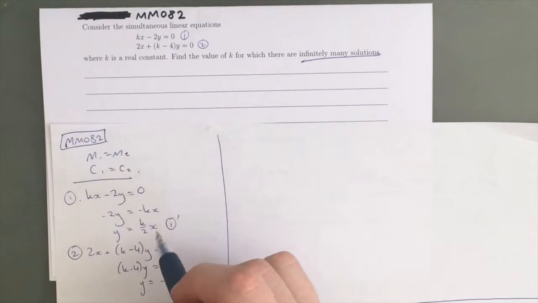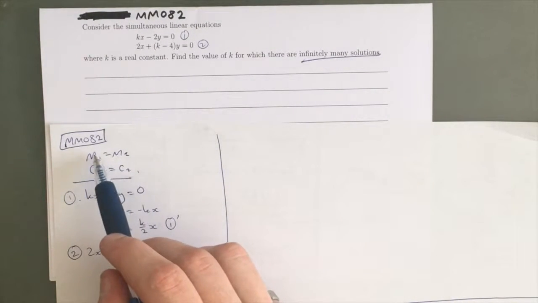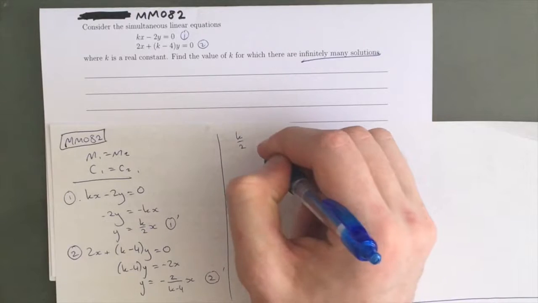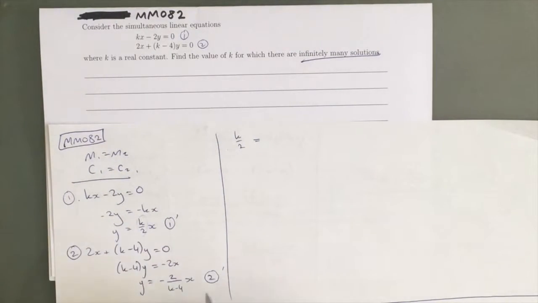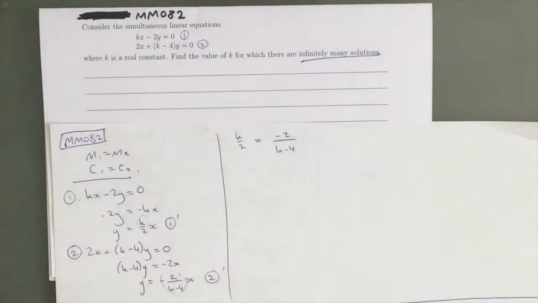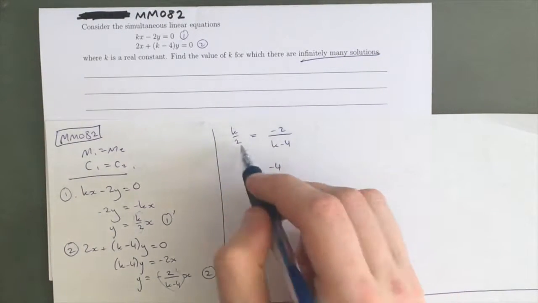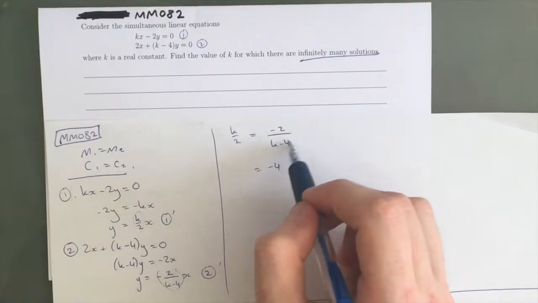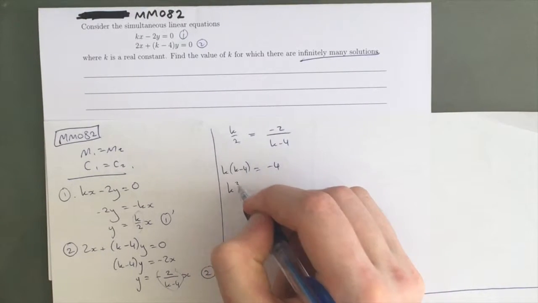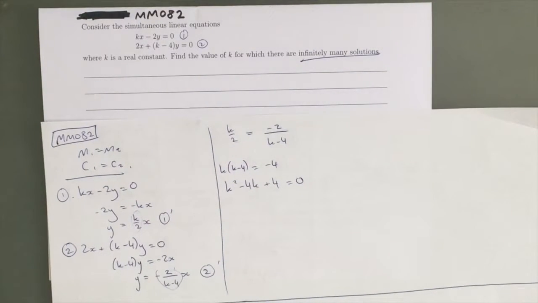So what we need to do is find out which values of k give a gradient that is the same on both equations. So our first gradient is k on 2, which we got from here, and our second gradient is negative 2 over k take 4. So now we need to figure out which values of k satisfy that. So multiplying both sides by 2, we get negative 4 on this side, 2 times negative 2, and then multiplying both sides by k take 4, we get k times k take 4, which gives us k squared take 4k. And then if we bring that 4 to the other side, we get plus 4, and that equals 0.